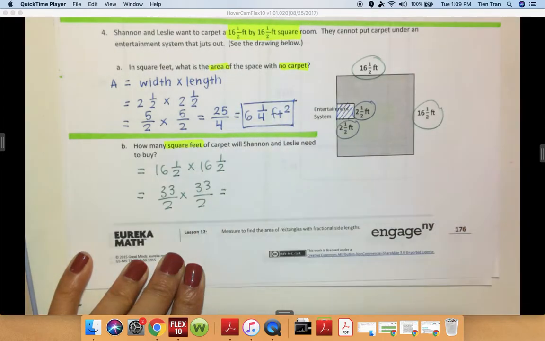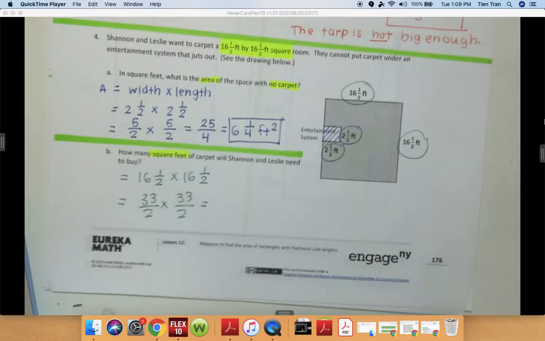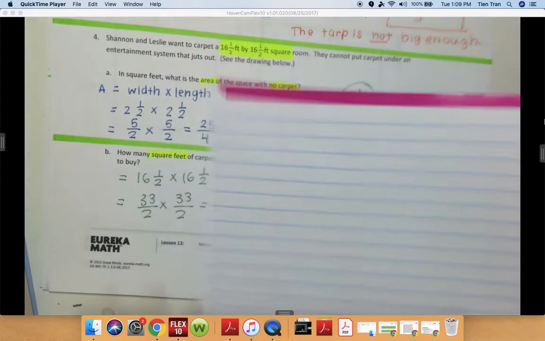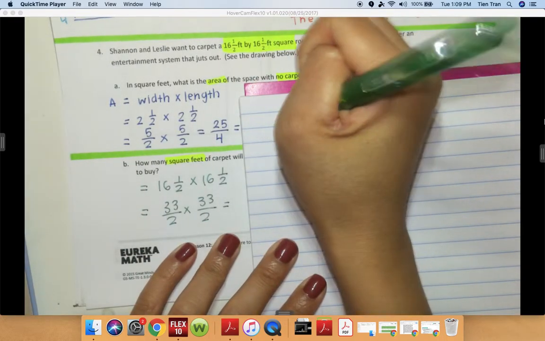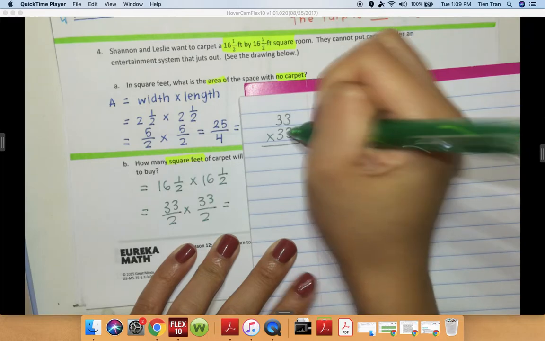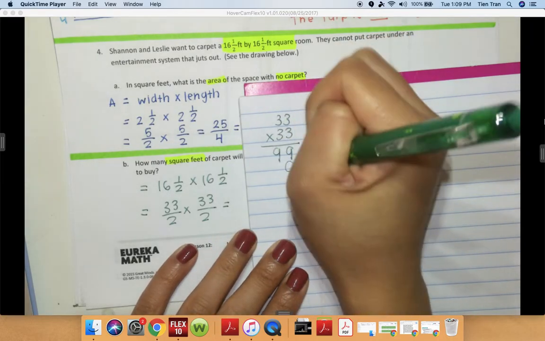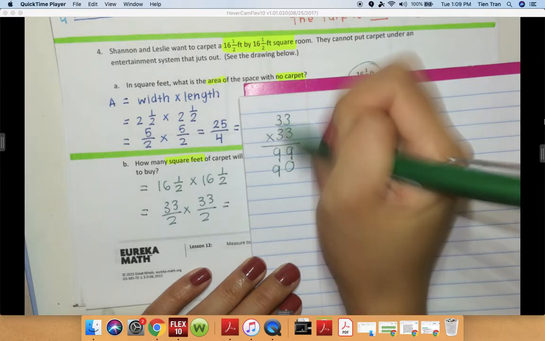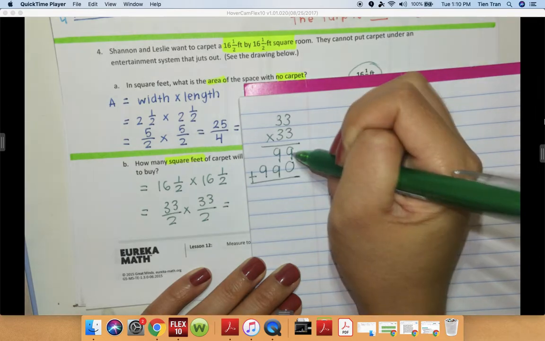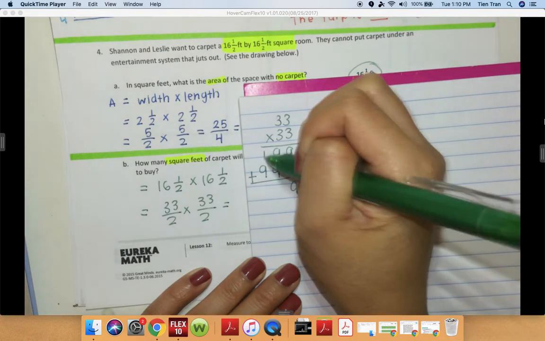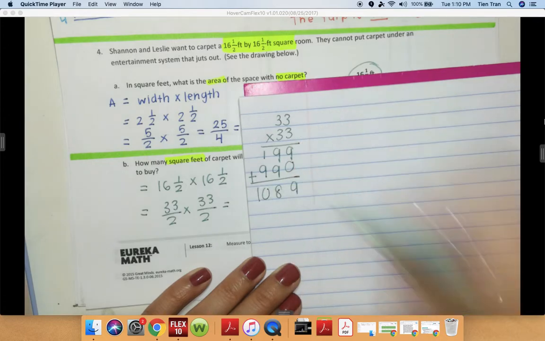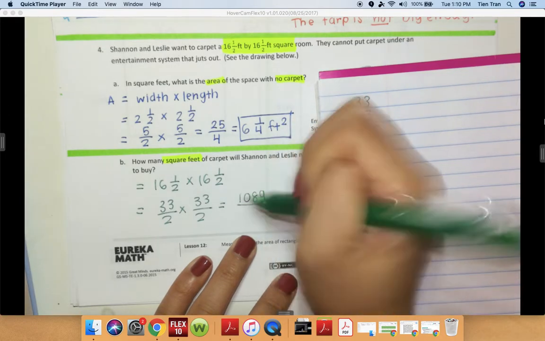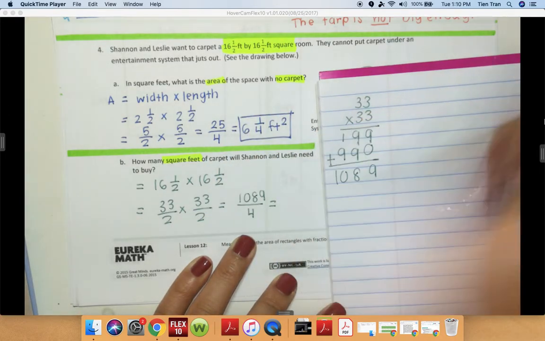Now I'm going to multiply 33 times 33. I'm looking for room on my notebook. Okay. 33 times 33. 3 times 3 is 9. 3 times 3 is 9. Bring down my 0 because I'm multiplying in my tens place. 3 times 3 is 9. 3 times 3 is 9. Add everything together. 9 plus 0 is 9. 9 plus 9 is 18. And 9 plus 1 is 10. I get 1,089. 2 times 2 is equal to 4. Now I'm going to divide that number.